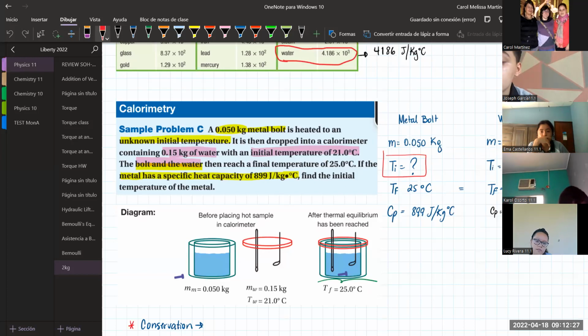Okay, so we need to analyze. In every calorimetry problem we are going to need to analyze what object is gaining and what object is losing. So I'm going to give you an important tip. Which one is going to gain and which one is going to lose? Gains the one that has less initial temperature.